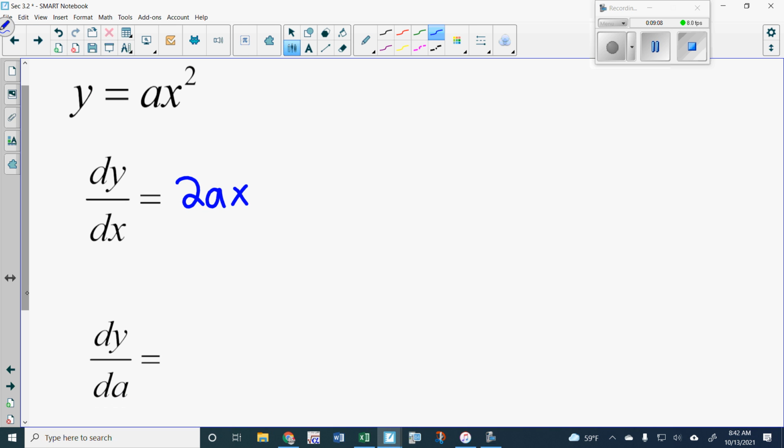What would be dy dA? What's different about that? Derivative of A. You're taking the derivative of y with respect to what variable? A. So up here, when we did dy dx, x is the variable, and a was just some number, goes along for the ride, it just is there. Now down here, what's my variable? A. X just goes along for the ride, so what's my derivative of dy dA?